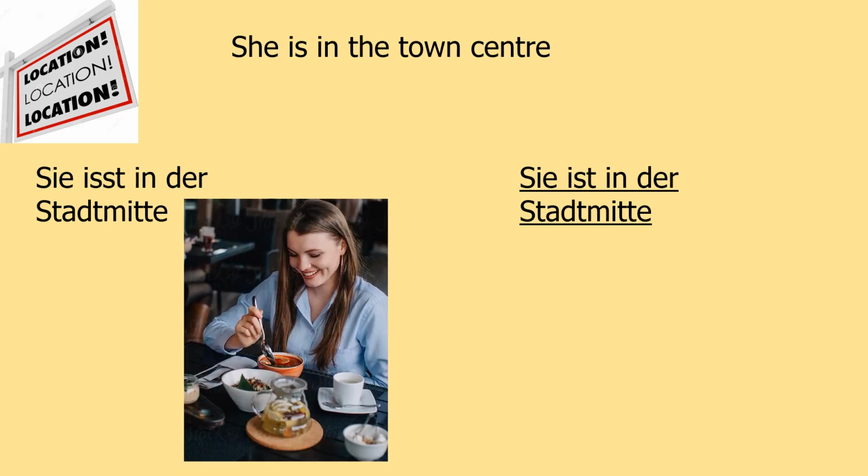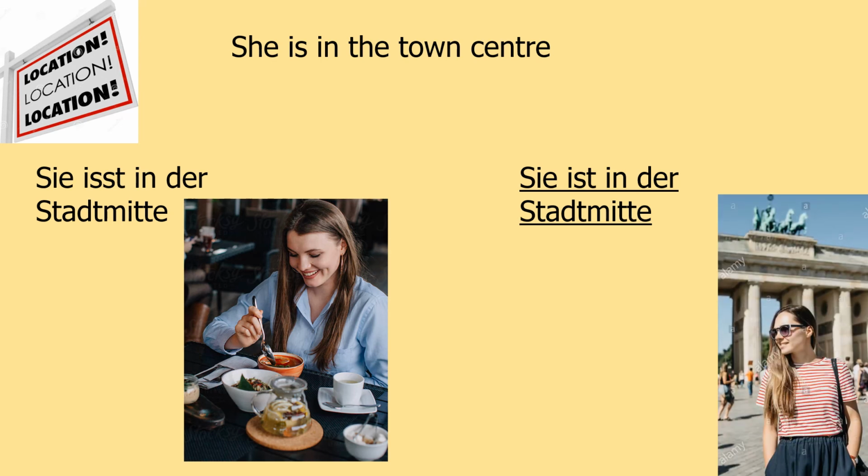Okay, so the first option here, if you say sie ist in der Stadtmitte with 2s, that literally means she is eating in the center of town, whereas sie ist with 1s describes that she is in the town center. So if you had a photocard in your writing exam, you need to make sure that you double check and you know the difference, because the meaning can change quite drastically based on just one letter.